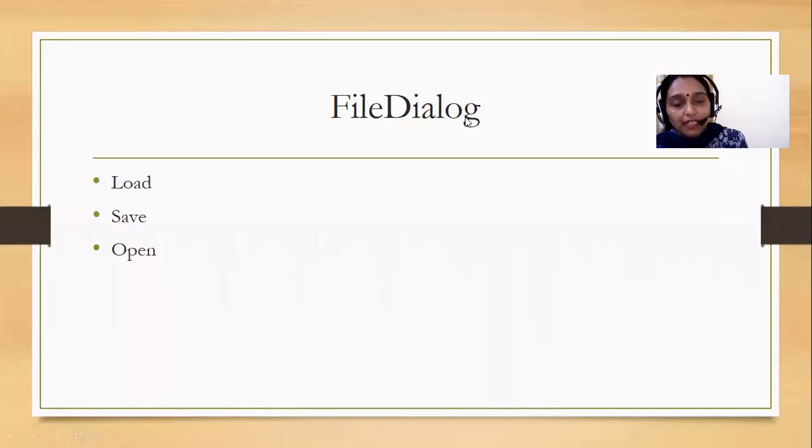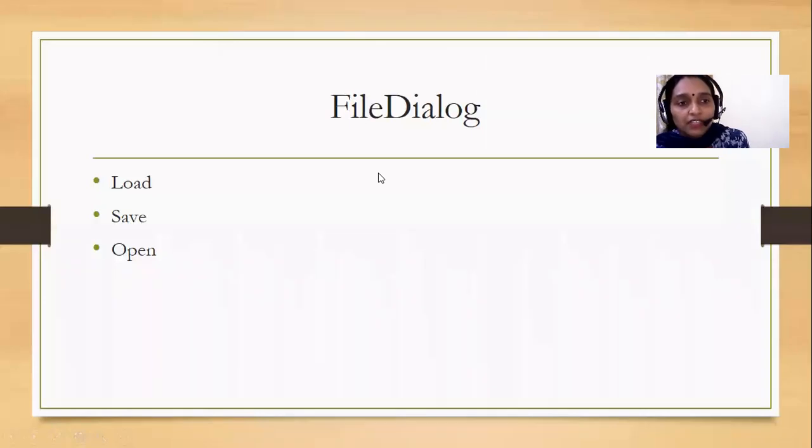FileDialog, with F and D in caps. FileDialog is the component where you get windows opened up, for example, when you're saving a document, where you get a file dialog box where you can select a file, select a directory, and all that. The main three things that come in that are load, to open a document or to open up a file dialog, save, to save a file, and opening a particular file or a directory.